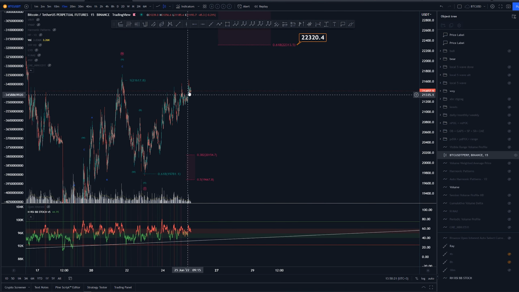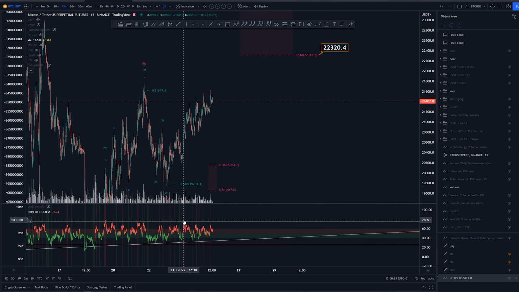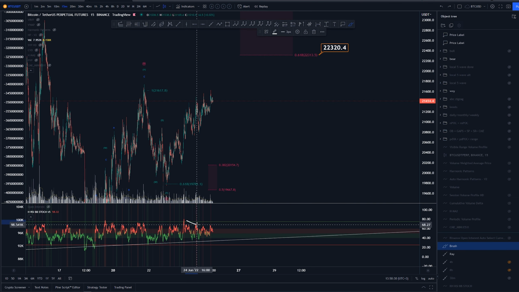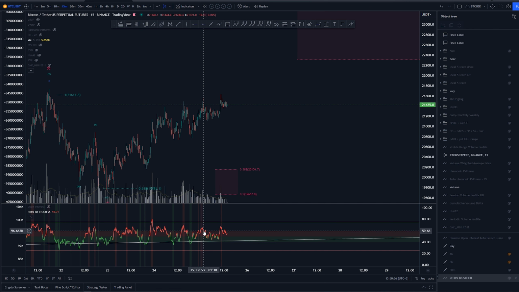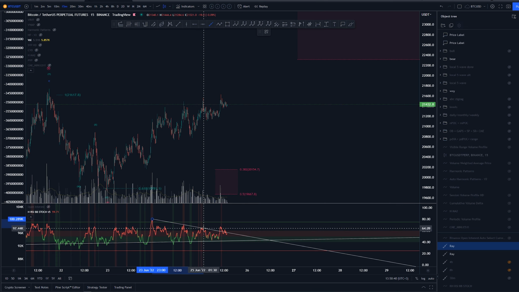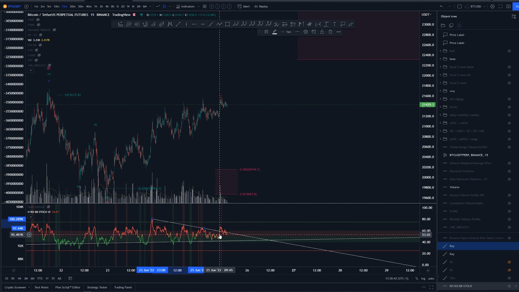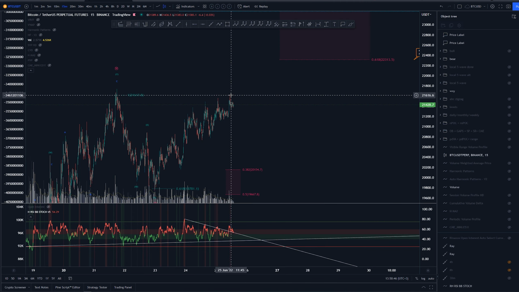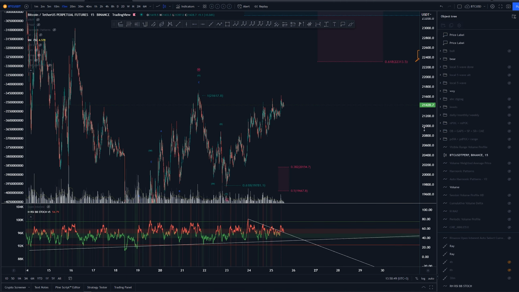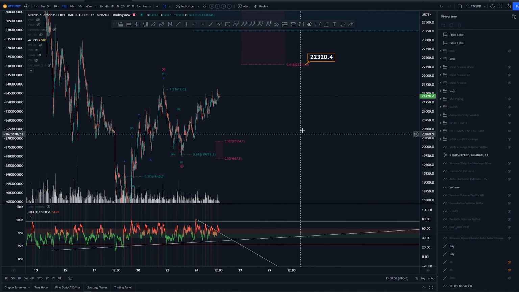Overall, we can see on RSI that we've had lower highs created. This last high though, I think is a bit higher than the previous one. Overall though, we have this downtrend coming in. We did break that here, if we are just doing it with a trend line, and we could be now getting that last pump higher.